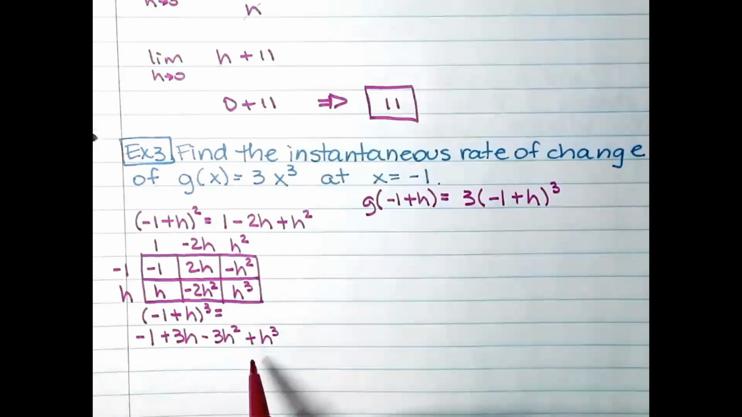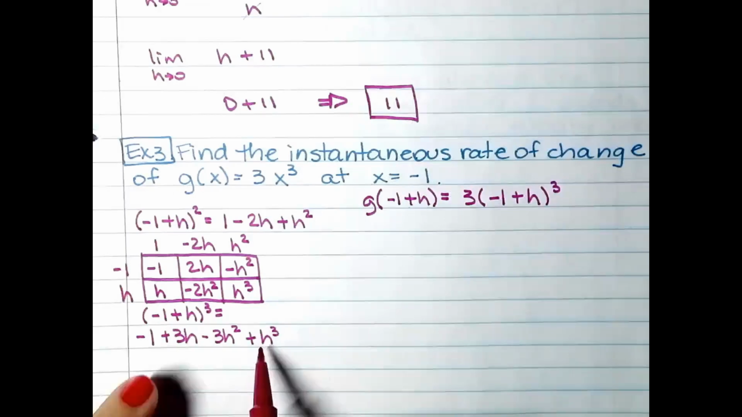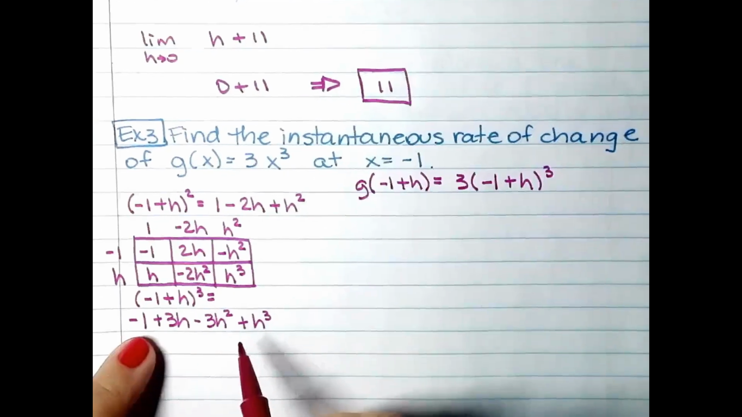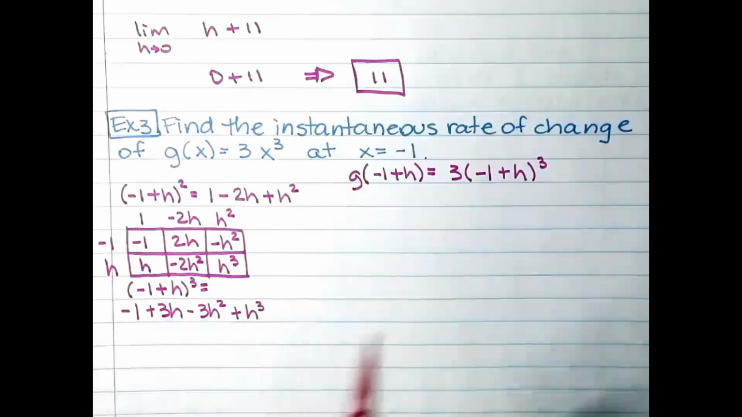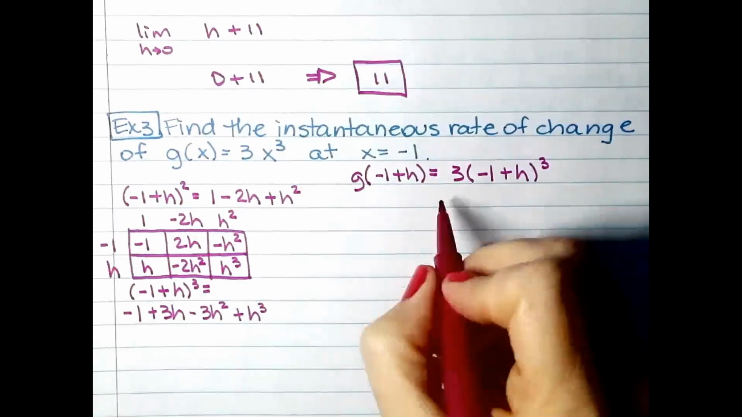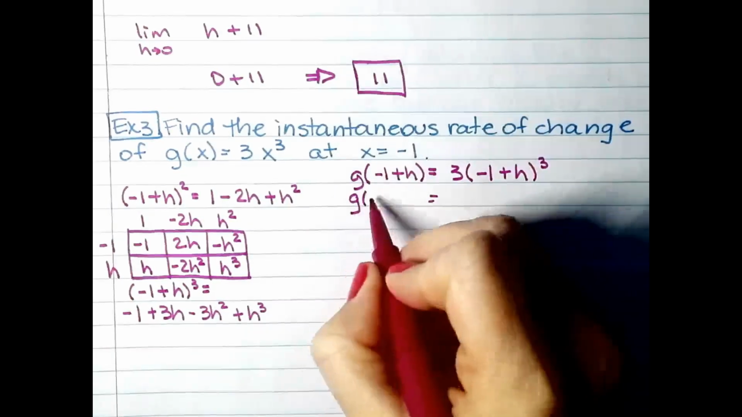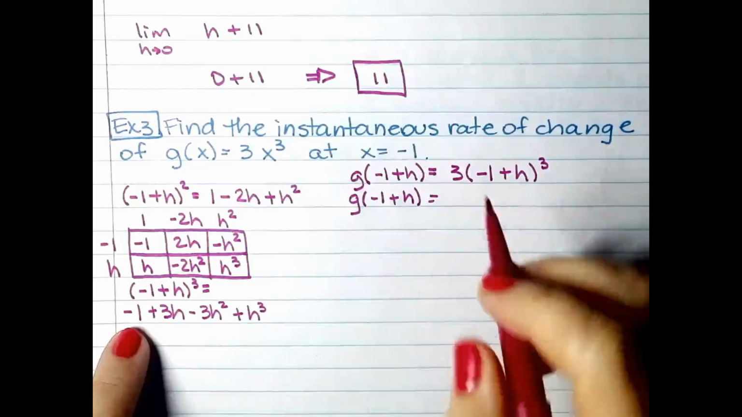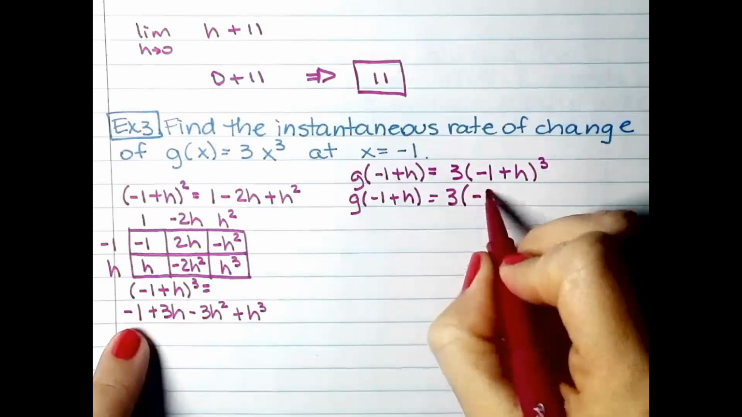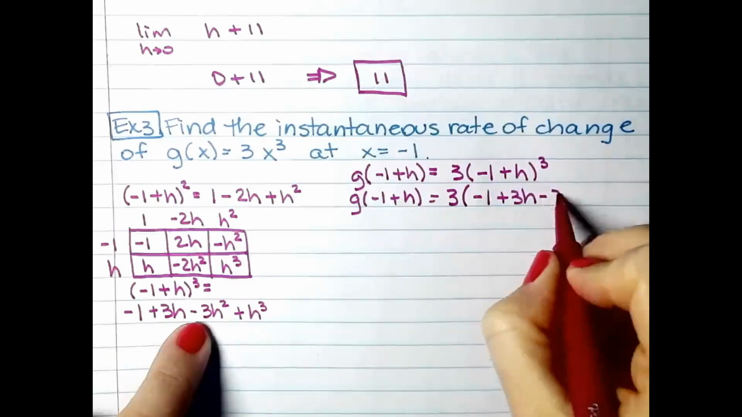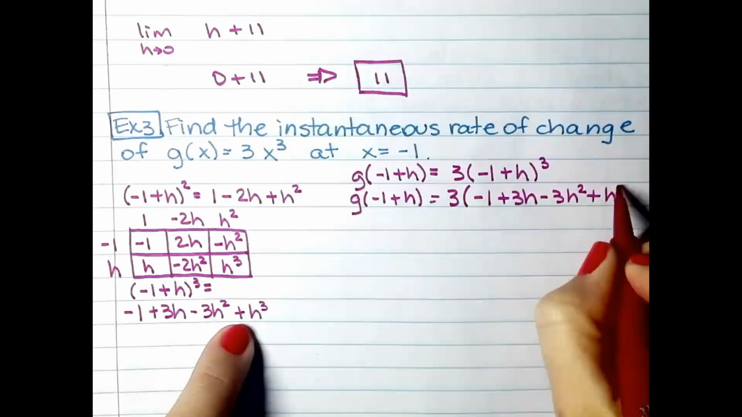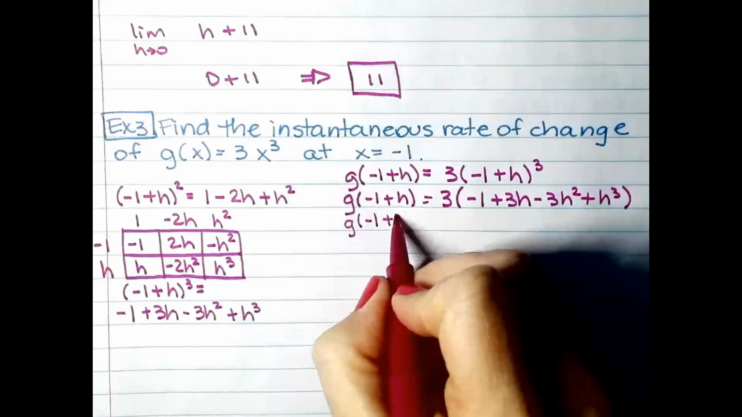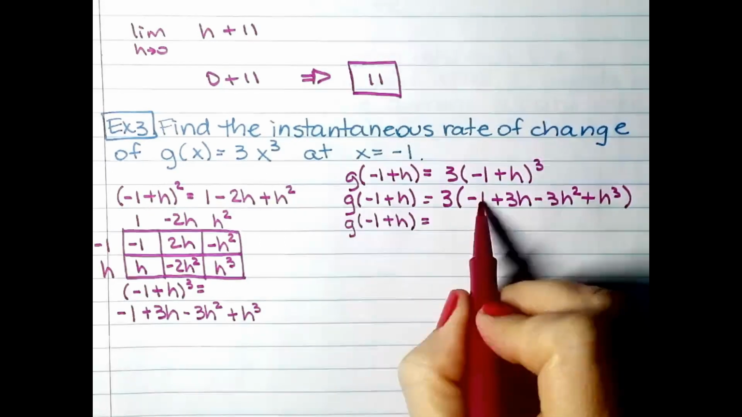Again, if you are able to memorize the binomial expansion rules and formula, that will save you a bunch of time that you don't have when you're doing calculus. And it's okay. You can figure it out. And so g of negative 1 plus h, I will substitute this guy for this. We still need to multiply everything by 3. Okay, we're almost there. So we can start solving it. Okay, multiply everything by 3.